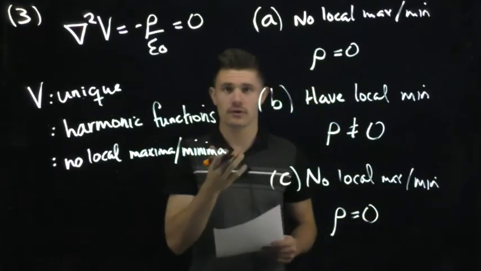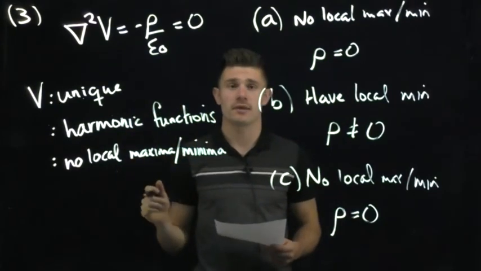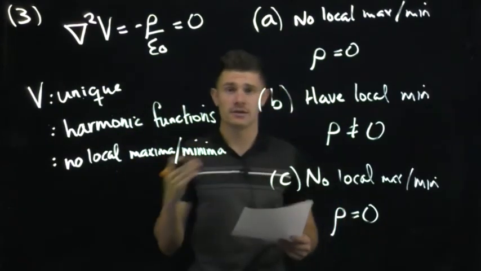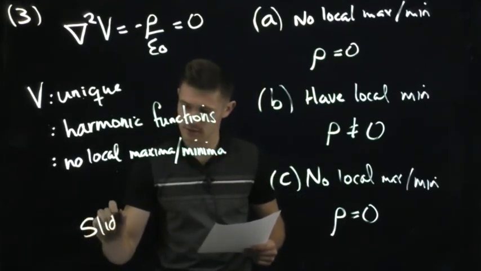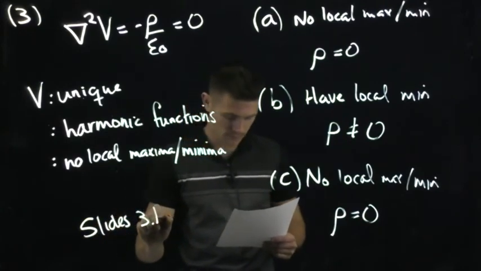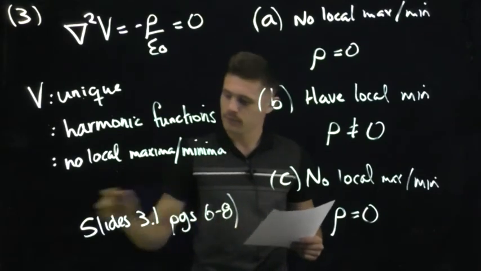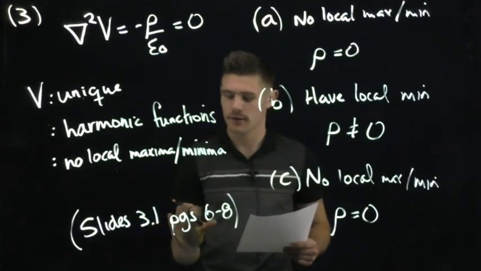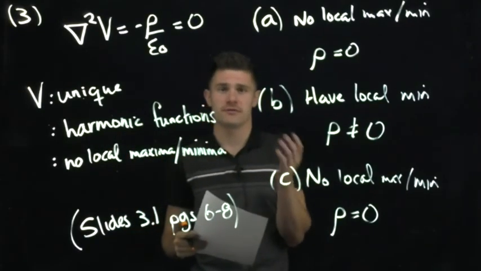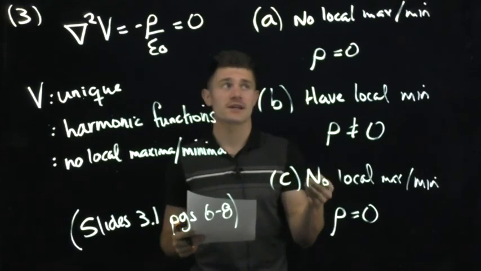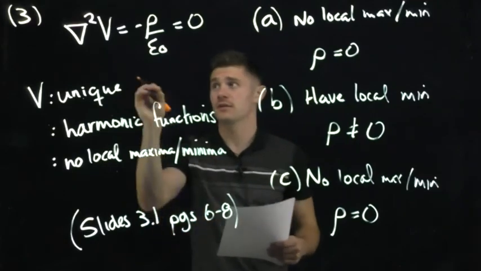For some additional clarification on the idea of the harmonic function, the uniqueness, and the potential distributions that we're looking at, Jason has some information on this in his online notes. If you look at slides 3.1 on D12, pages 6 to 8, this exact problem is on there, and he walks you through it, showing some pictures of potential distributions, and shows that there are no local maxima, no local minima, which means that this is a harmonic function and that rho is equal to 0, satisfying Laplace's equation.